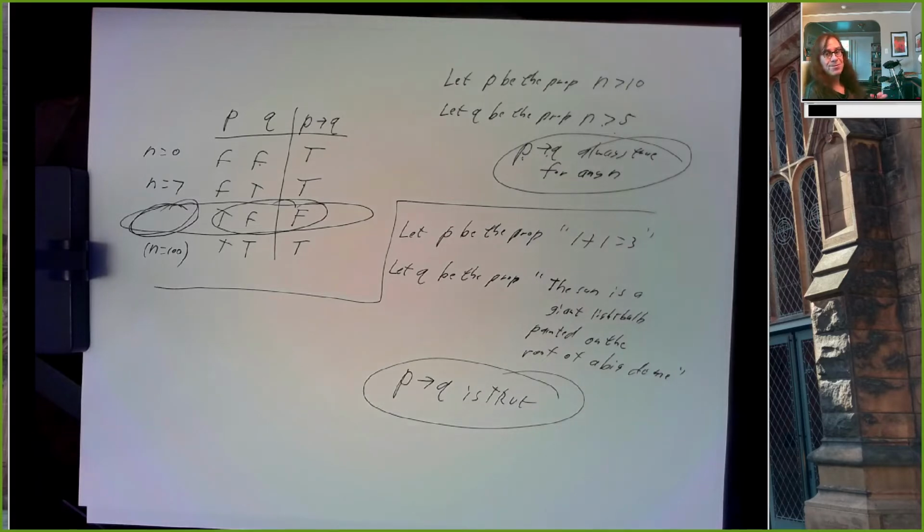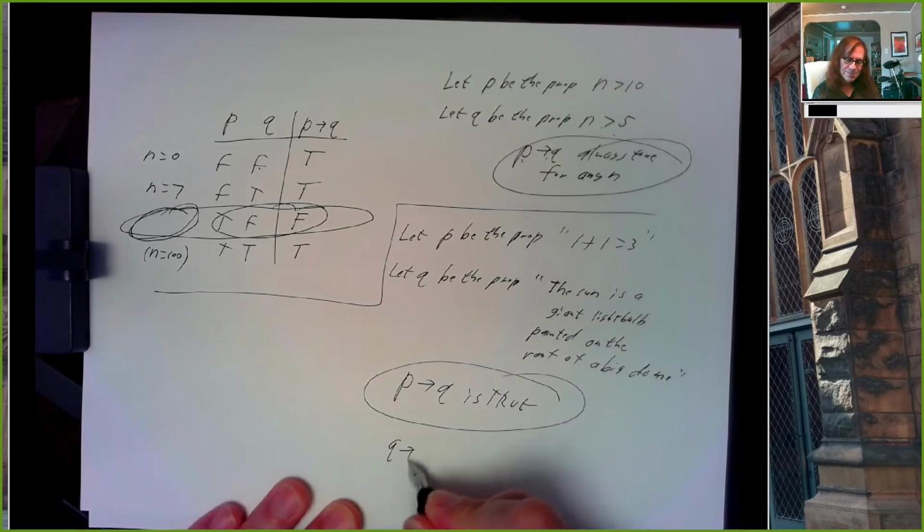Which seems weird, of course. Q implies P is something very different, but since I picked something that was absurd here, in this case, this is also true.